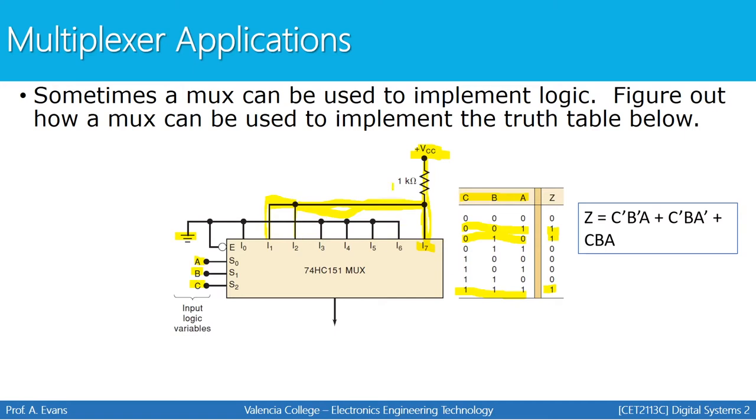I then have wired this so that the inputs that should be high when the select input corresponds to that input number are wired to 5 volts. This is how we implement a logic function using a multiplexer. And there's our function.